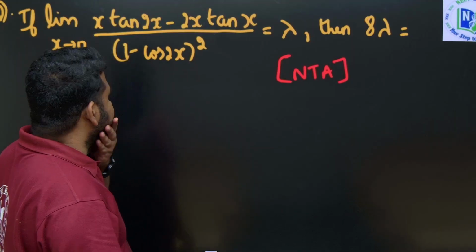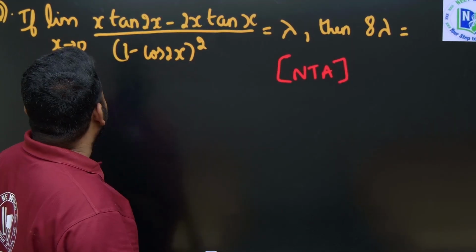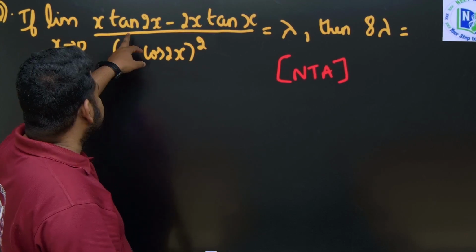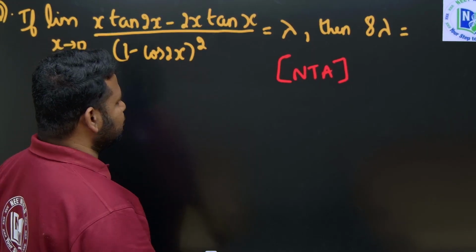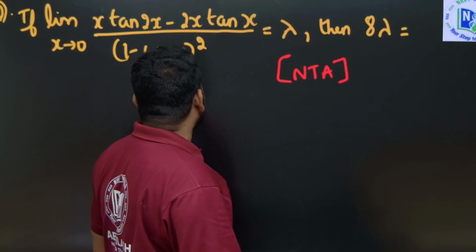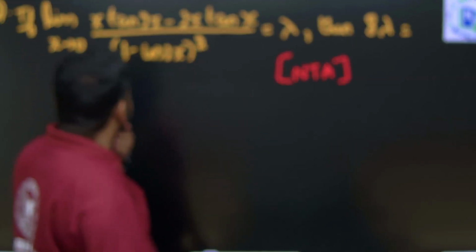Look at this. We will solve some questions that were given by NTA. The limit of x times tan 2x minus 2x tan x by 1 minus cos 2x whole square is equal to lambda. Then they are asking the value of 8 times lambda. This is a numerical value based question. Let us solve this, friends. So here x is there, here also x is there. I can take x common.